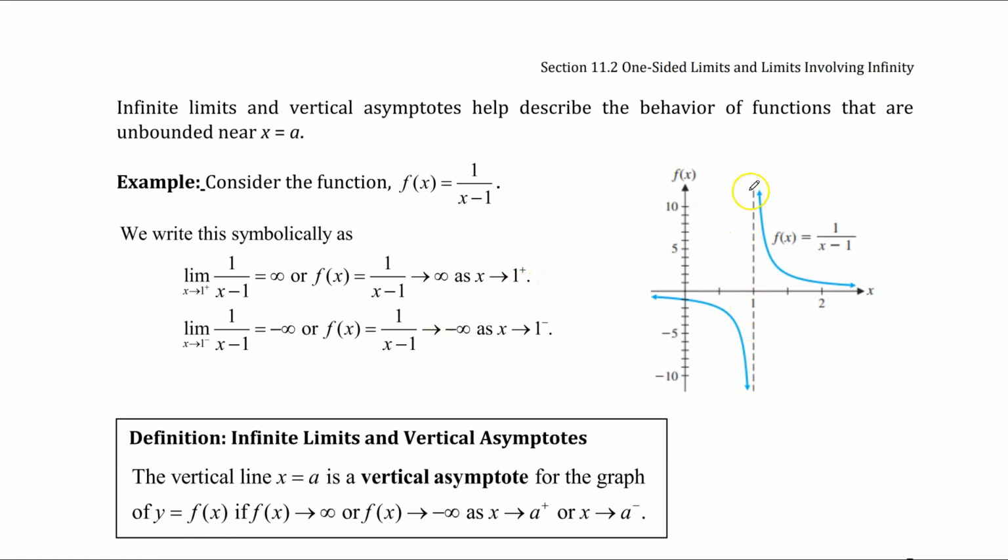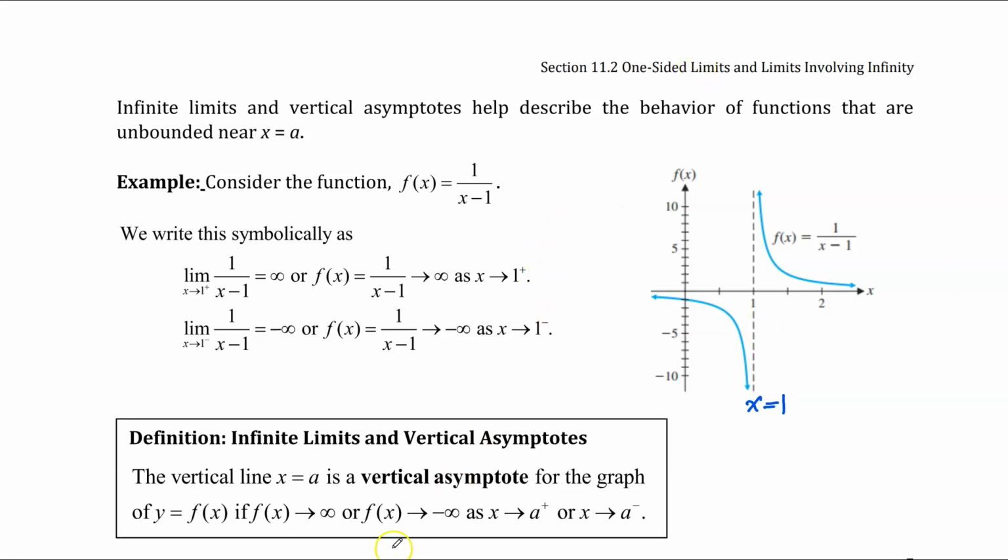Now the line here where the function values are approaching is called the vertical asymptote. And we write the equation for the vertical asymptote as x equals a constant, which is a vertical line. Now in this particular example, the vertical asymptote is the line x equals 1.